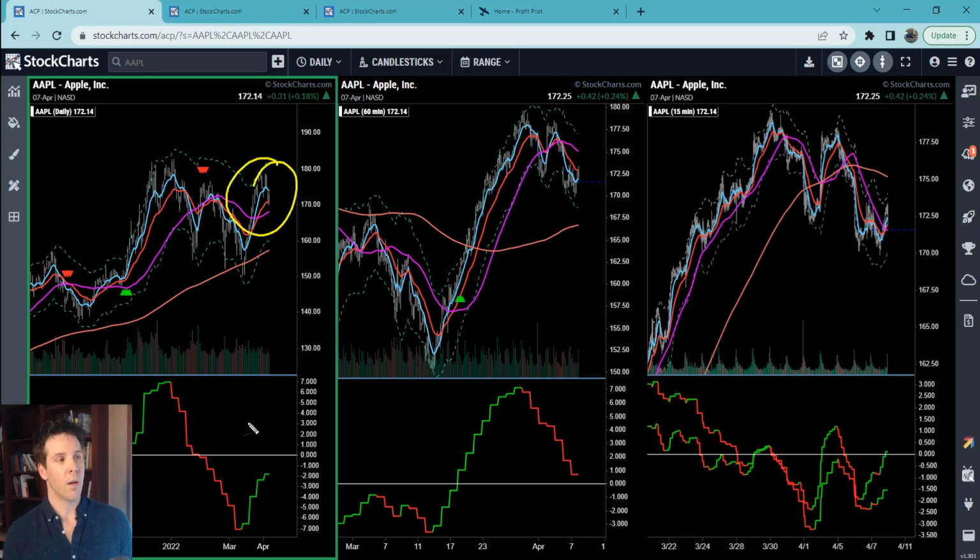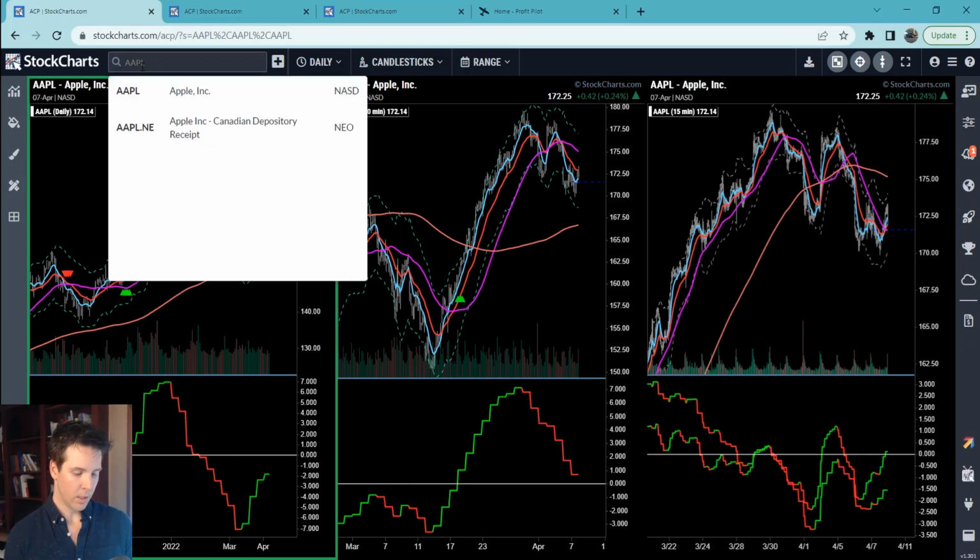Otherwise, if this inverse trampoline move persists, then what this could be is another top, and we could actually see price start to roll over like this, just like we saw price get over the 50 there, but then roll over again. So we just don't have much clarity right now for wherever this thing is going.